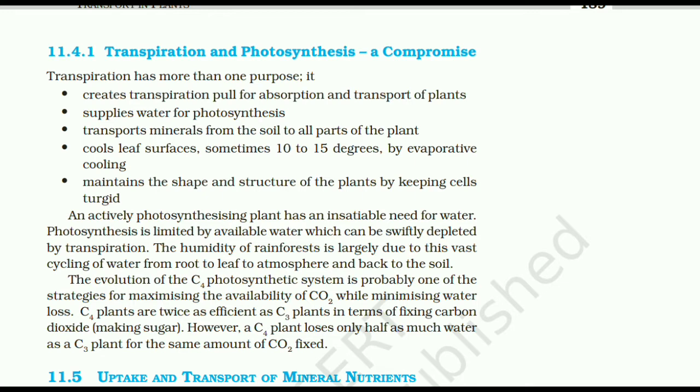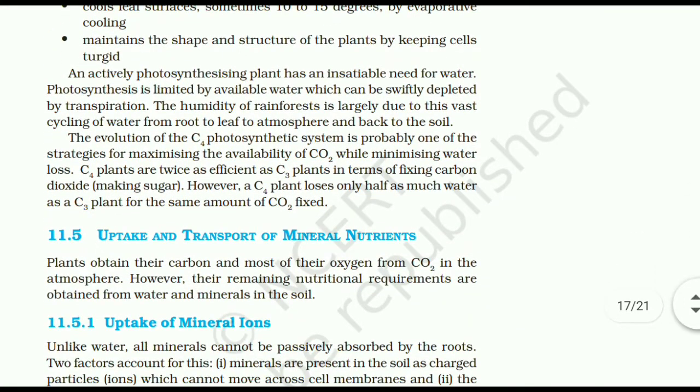An actively photosynthesizing plant has an insatiable need for water. Photosynthesis is limited by the available water that can be swiftly depleted by transpiration. The humidity of a rainforest is largely due to its fast cycling of water from root to leaf to atmosphere and back to the soil. The evolution of the C4 photosynthetic system is probably one of the strategies for maximizing the availability of CO2 while minimizing water loss.